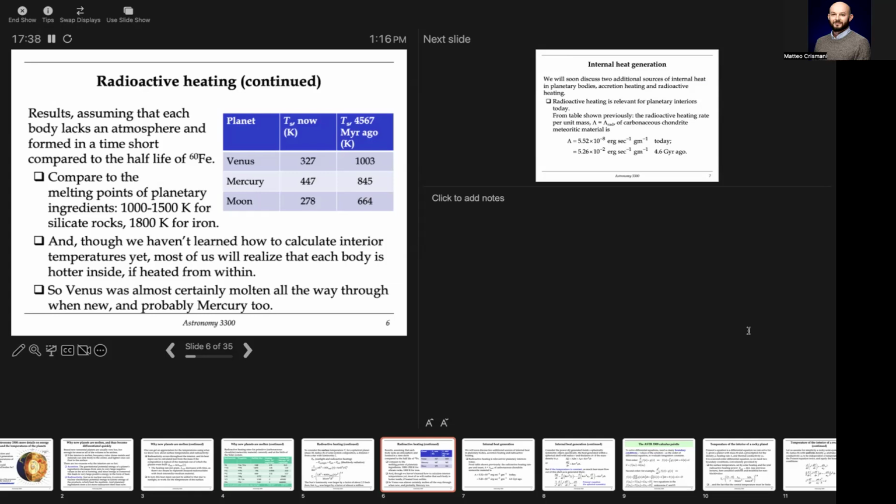magma oceans. So if you think about what the surface of the Earth looked like 4.5 billion years ago, it was lava, no land, anything, right? And of course, that should beg the question, where did the water come from? We'll get to that later. Okay, so Venus is certainly molten all the way through, probably Mercury too, as we'll show.